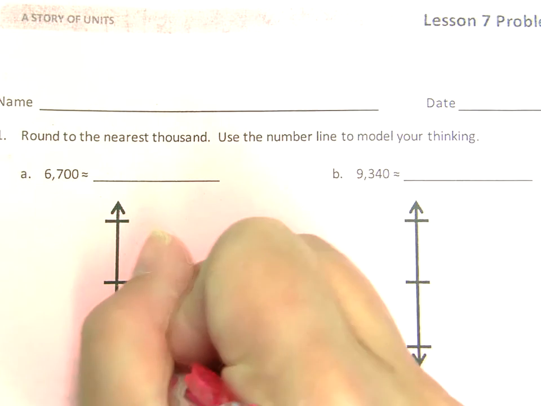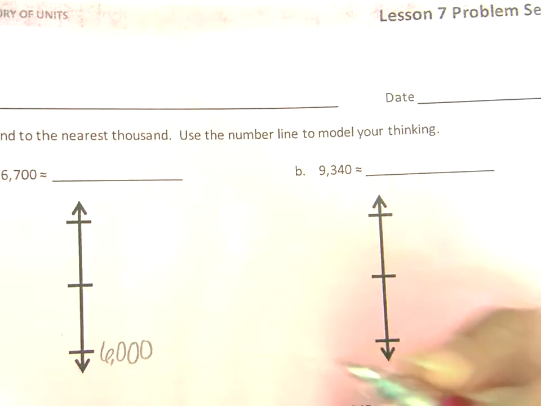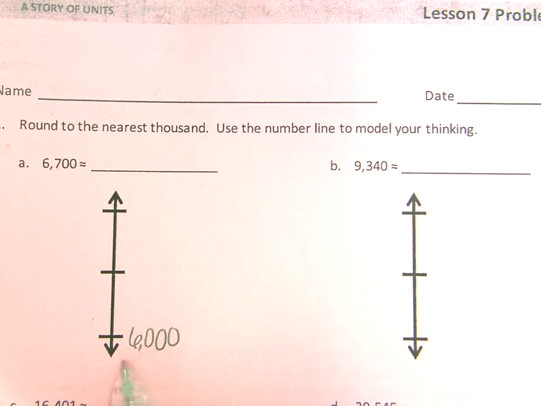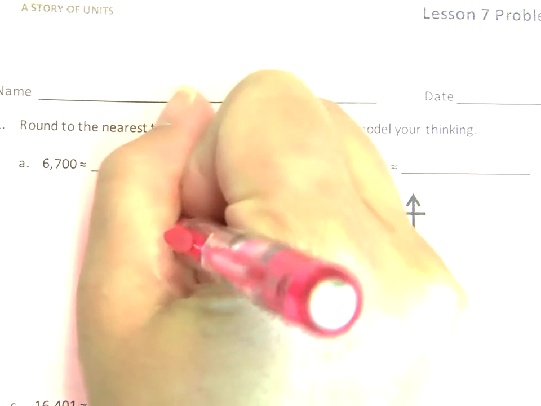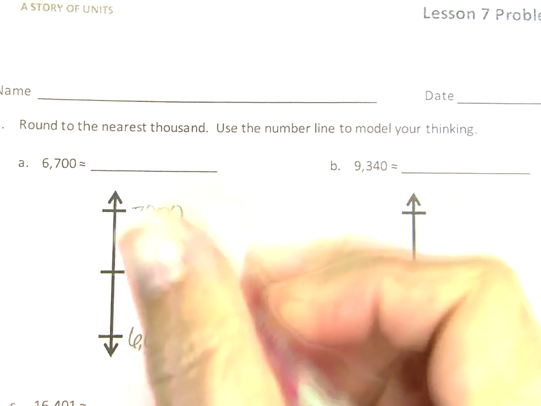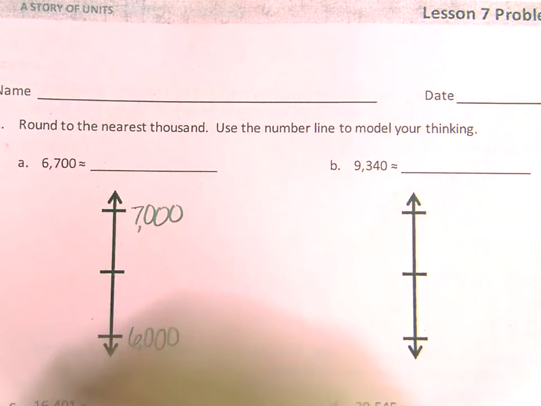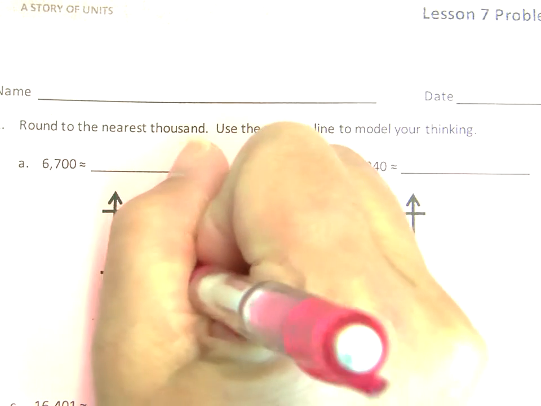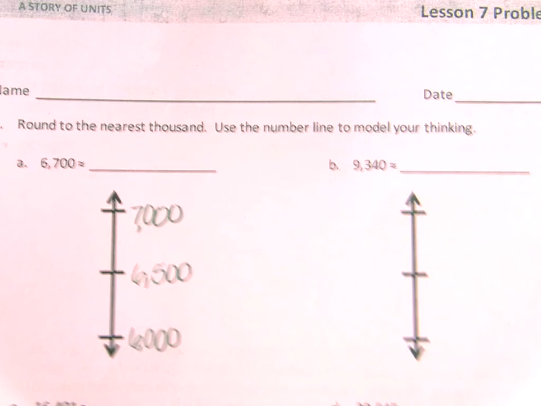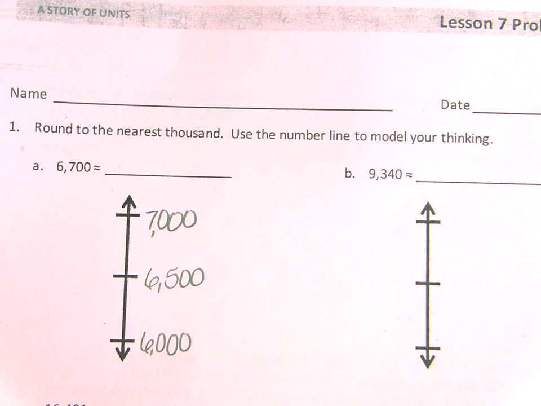that would put us at 6,000 for the bottom, 7,000 for the top. In between thousands, in the middle of that would be 6,500, because we know 500 plus 500 equals 1,000. So 500 is going to be our mid-range on these ones where we are rounding to the nearest thousand.